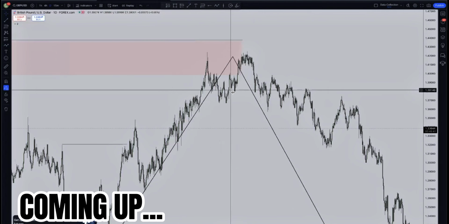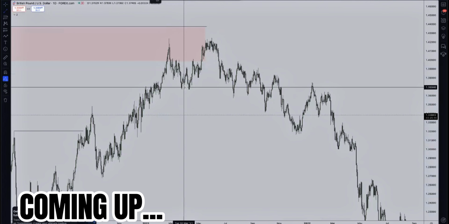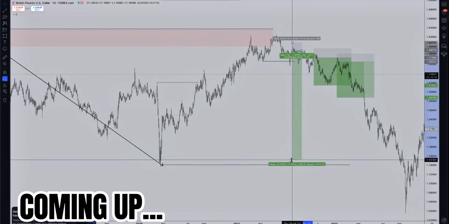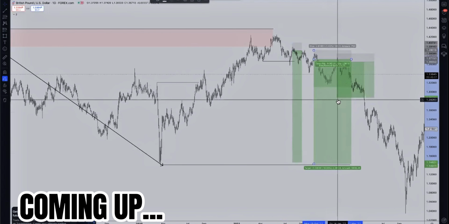Once we break the first level of demand or supply or structure, we look for an entry. We can enter here if we wanted to. We can enter here, enter here, and then price probably starts getting a little overrun. But you can take both of these trades and say, I'm going to target these lows because I understand internal and external range liquidity.